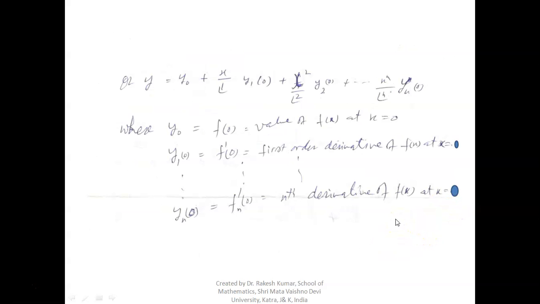Or we can say if y equal to f(x), then in terms of y we can write it like y equal to y0 plus x upon 1 factorial y1(0) plus x square upon 2 factorial y2(0) and so on, then x raised to power n upon n factorial yn(0) and so on, where y0 is f(0), the value of f(x) at x equal to 0, y1(0) is f dash, that is the first derivative of f with respect to x at x equal to 0, and so on. yn(0) is the nth derivative of f at x equal to 0.